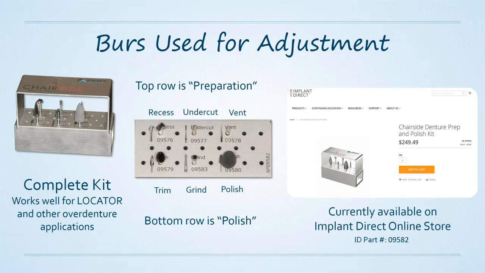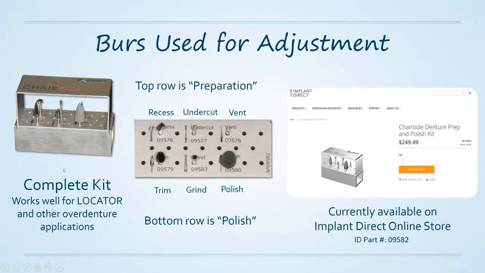What I use is something called the Chairside Prep and Polish Kit. Very nice kit. Again, it is available wherever you'd like to get it, but is also available from Implant Direct. And the top row here is the preparation burrs. The preparation burrs are the recess burr, which is a burr that's sized for the locator abutment, an undercut burr, and a vent hole burr. The bottom burrs are trim, grind, and polish, which is the polishing side. So what you would use after you glue the housings inside of the denture. The top row is to prepare the recess, so that way the abutments and the housings are able to be seated.